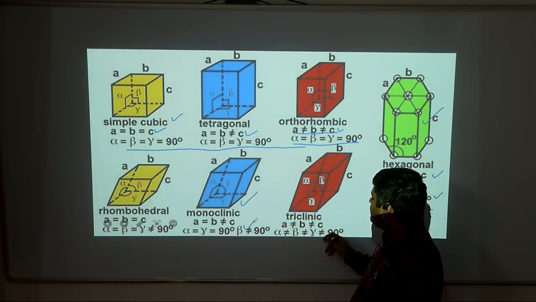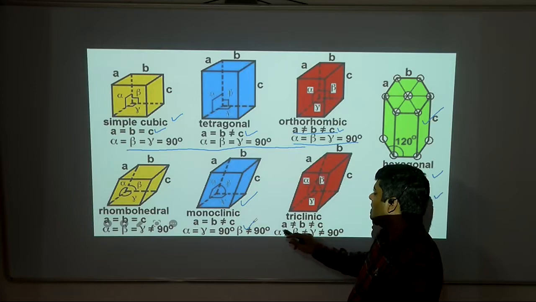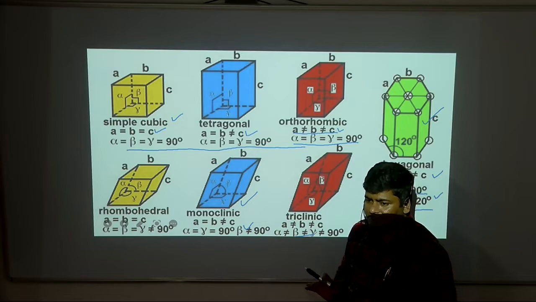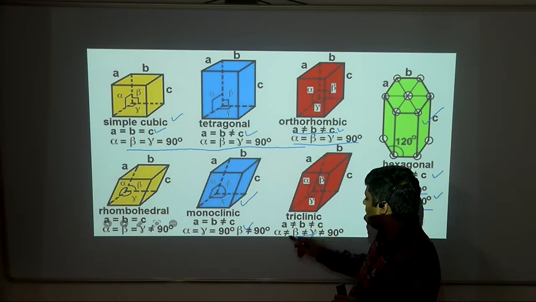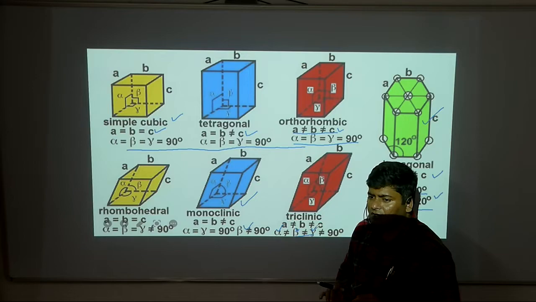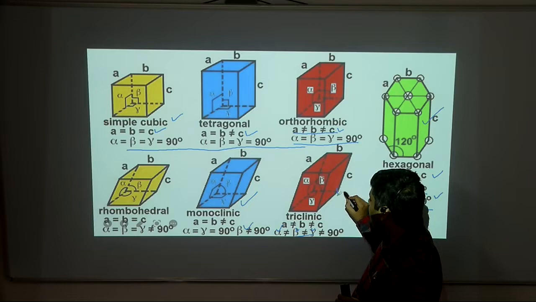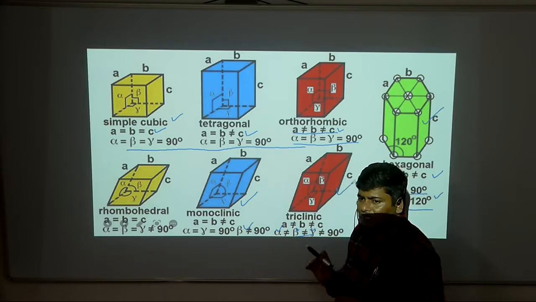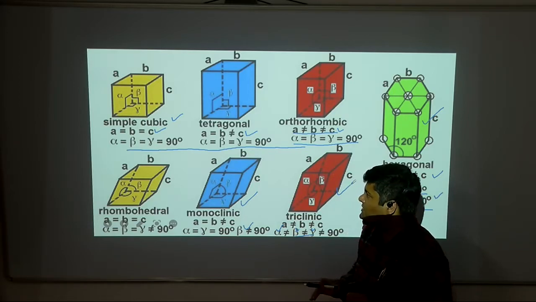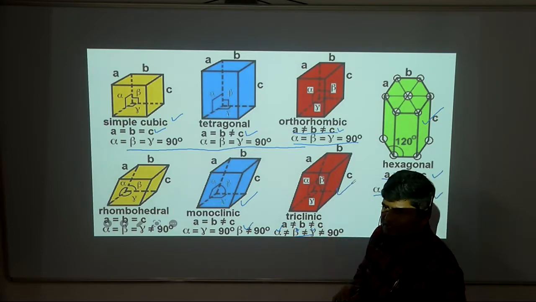Okay, so what it means, among alpha, beta, gamma, not a single angle is 90 degree. I mean, alpha is other than 90 degree, beta is other than 90 degree, gamma is also other than 90 degree. So if one angle is 90 degree, it will not be a triclinic crystal structure system. So in a triclinic crystal structure system, alpha, beta, gamma are different and they are different from 90 degree. So this is about the 7 crystal structure systems.